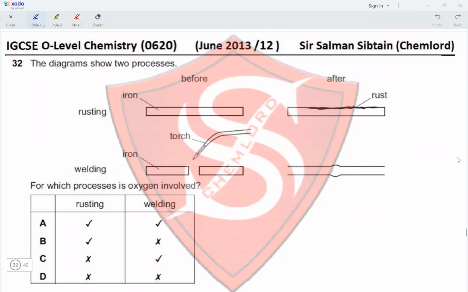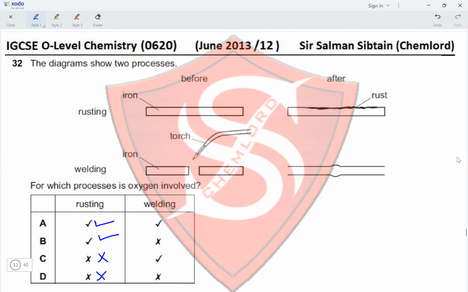Question 32. The diagram shows two processes. One is rusting. Before we have iron and after we have rust. And then welding. Before we have two pieces of iron and then we have two pieces of iron being joined together. For which process is oxygen involved? Rusting involves oxygen because Fe is converted into Fe2O3. So this eliminates options C and D.